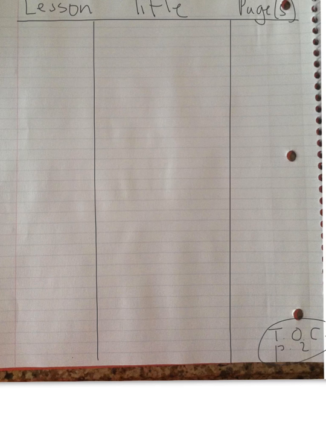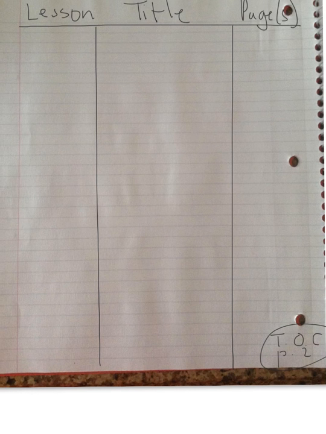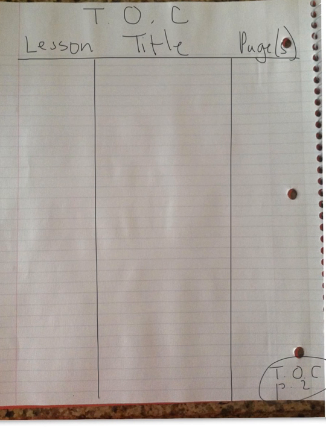Okay, and then what I want you to do is go ahead and on the 3rd page do the same thing. I'm not going to copy it again onto the 3rd page because I think you can figure that out on your own. But make one more side with the lesson title and page and with the TOC at the top. And then at the bottom, on the bottom right hand corner, put TOC page 3.